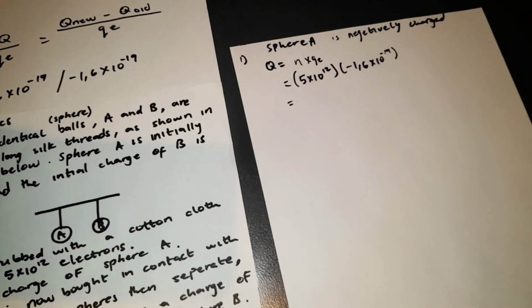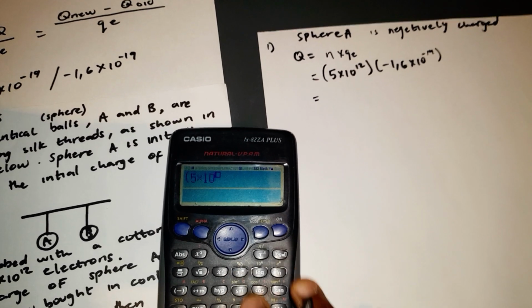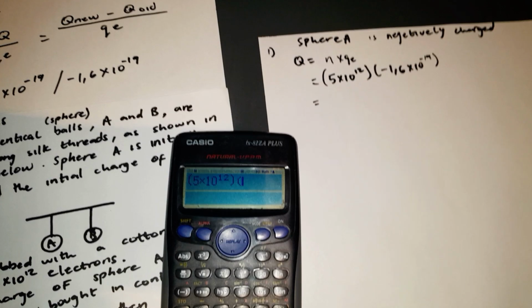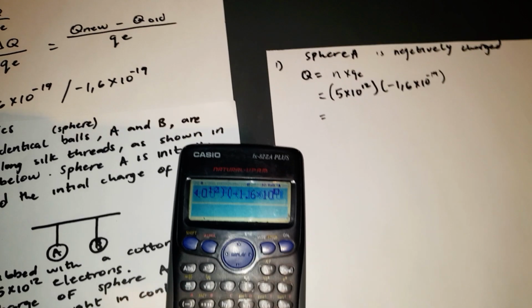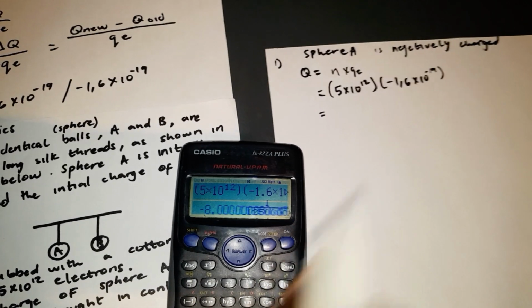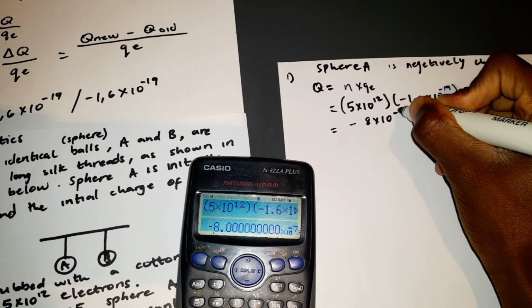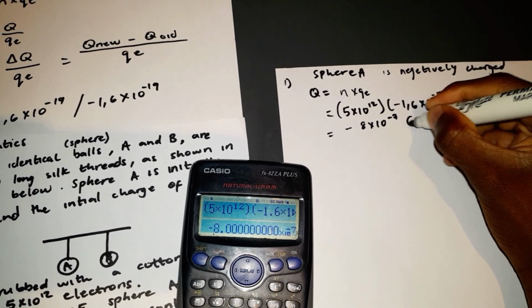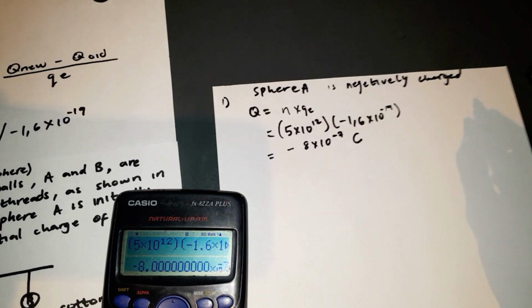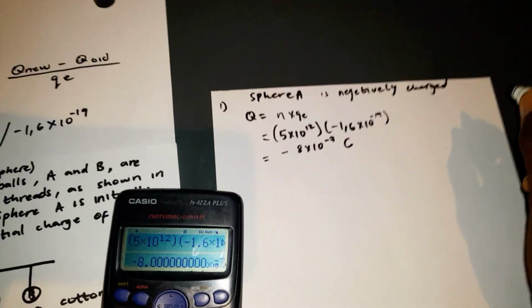So now it's 5 times 10 to the 12 times negative 1.6 times 10 to the negative 19, so our answer is negative 8 times 10 to the negative 7 coulombs. And this is how we find the charge using the number of electrons.